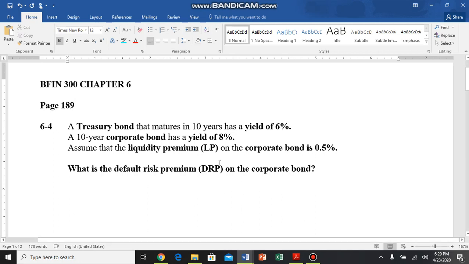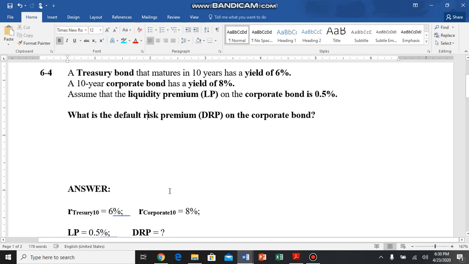The first thing we look at in the given, and we should highlight, is the fact that both the treasury bond and the corporate bond have the same maturity of 10 years. The only difference between them is that the treasury bond does not have any liquidity premium or default risk premium. So both the liquidity and the default risk premium will be equal to 0. Okay? Let us look at the answer in order to find our default risk premium for the corporate bond.